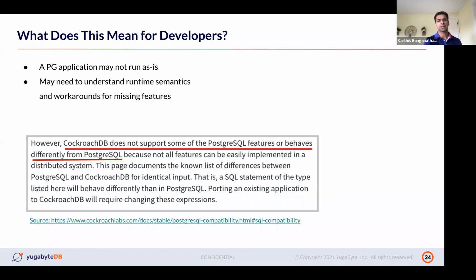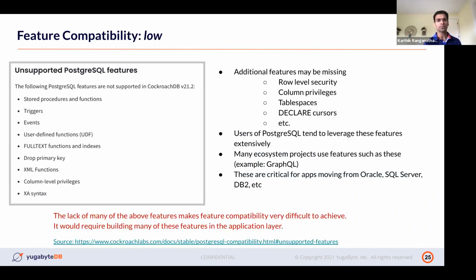And it's got pages, and they have good documentation on what's different and so on and so forth. So, okay, we already said that CockroachDB is wire compatible and does a pretty good job of being syntax compatible. So we'll just call it really high, even though there may be some surprises, but we'll just ignore those. The next bucket down is feature compatibility, and here's where it becomes low.